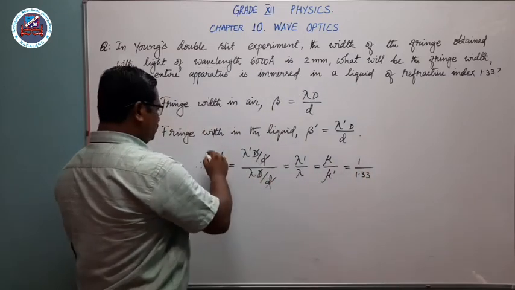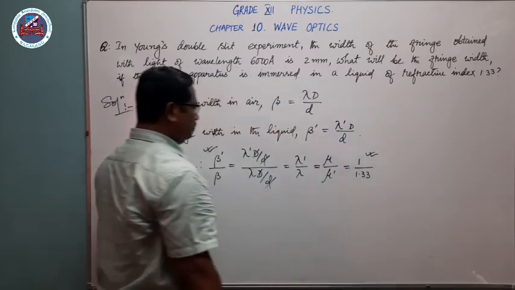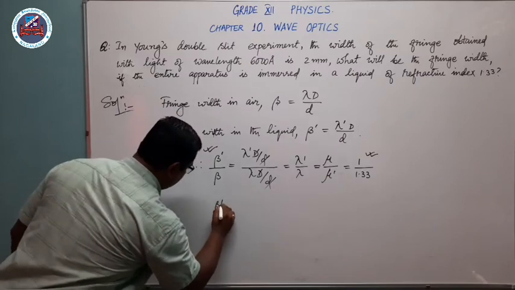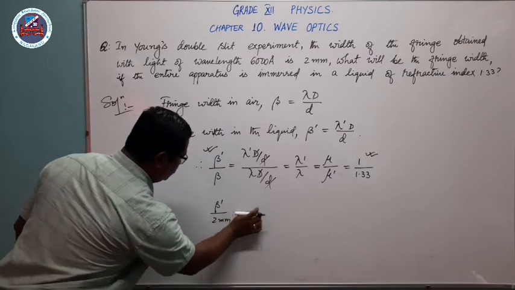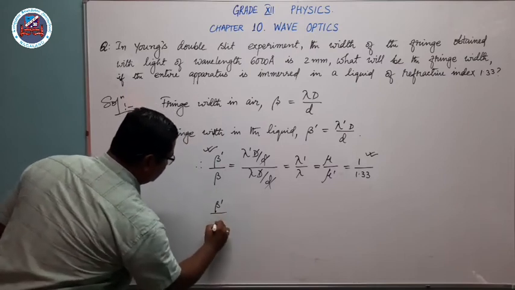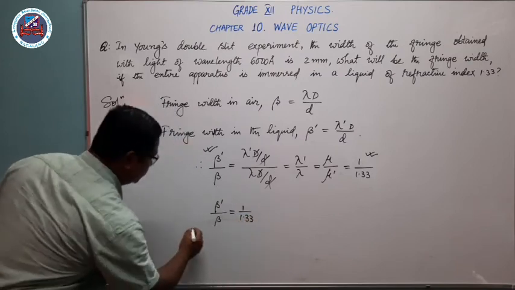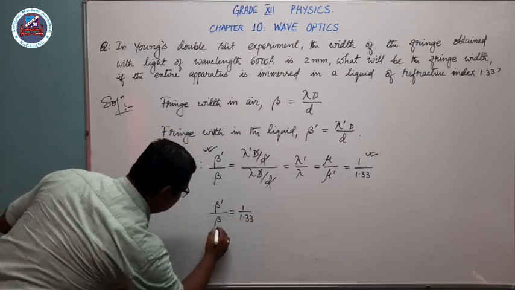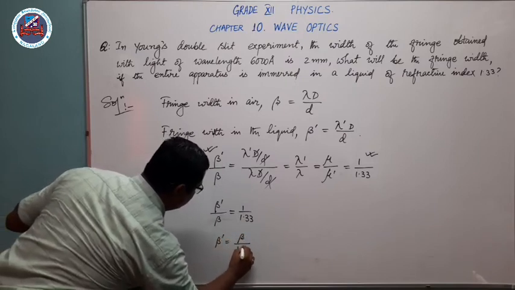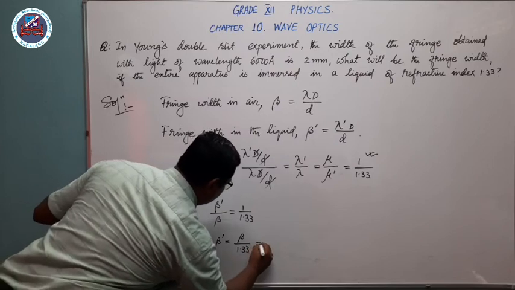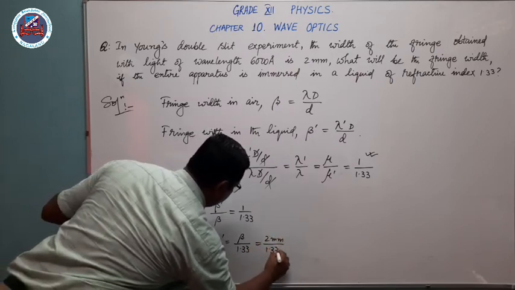Then we'll take these two terms, beta dash by beta, and beta is 1 by 1.33. Beta dash by beta, you know already it is 2 mm. First write down the formula clearly. Beta is equal to 1 by 1.33. So from here, beta you know the value, beta dash will be equal to beta divided by 1.33, and beta as you know it is 2 mm divided by 1.33.